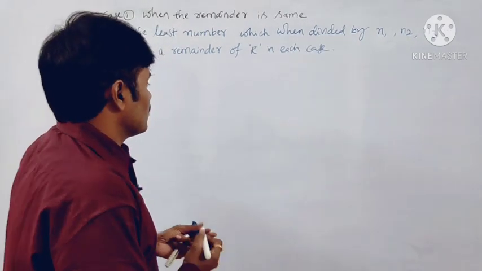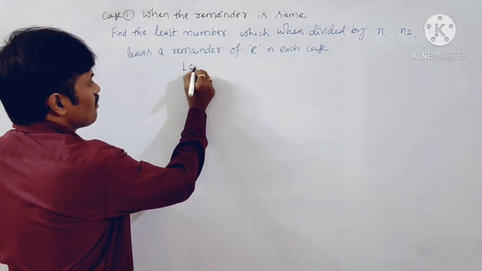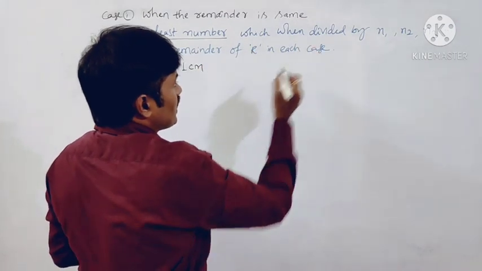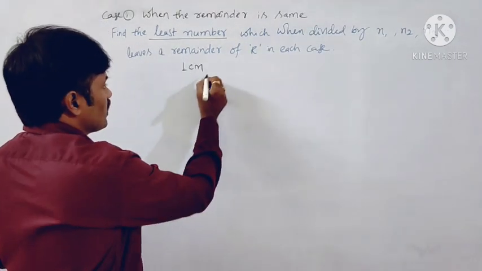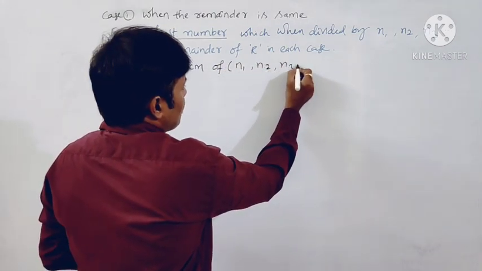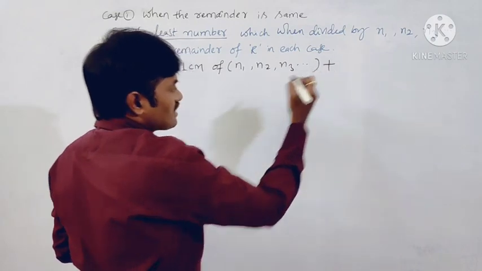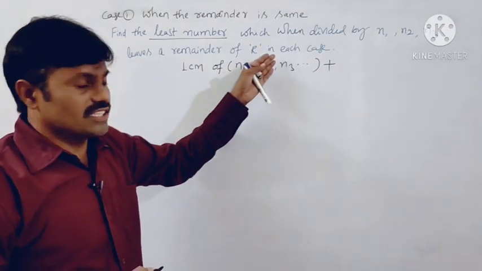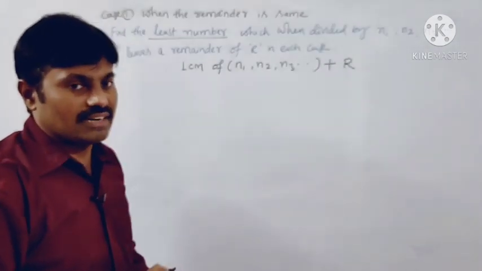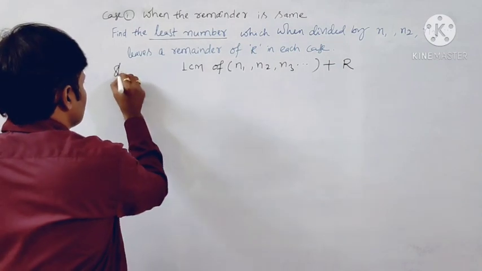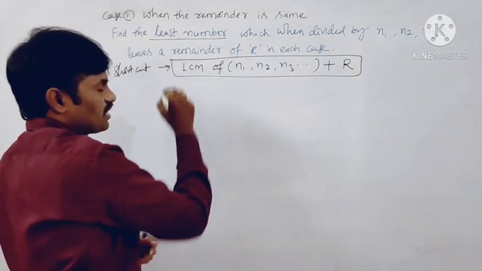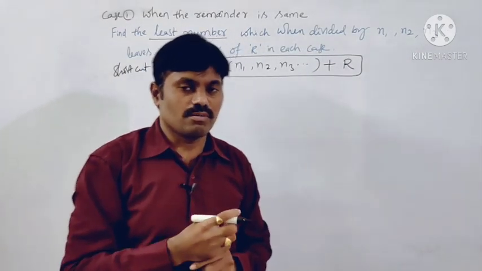How do we solve these problems? Simple. The shortcut is that for the least number they asked, we have to find the LCM of the divisors n1, n2, n3 and so on, plus the remainder. Since in each case it leaves the same remainder, that remainder we have to add to it. This is the shortcut for this type of problem. We have to use this one. Based on this we will discuss one problem now.